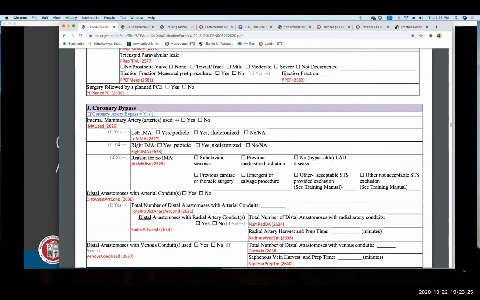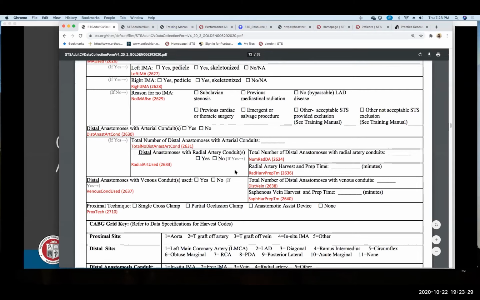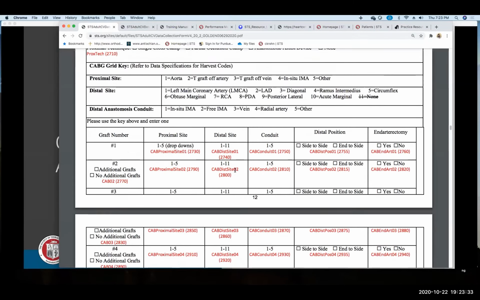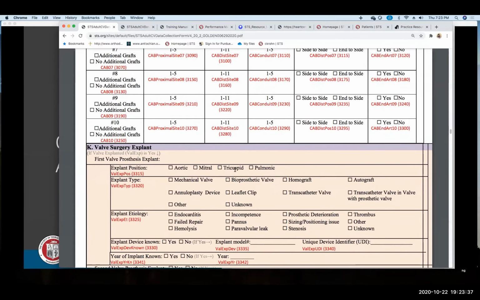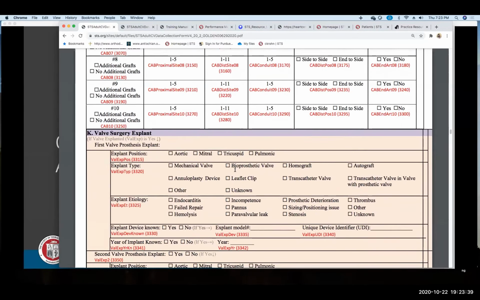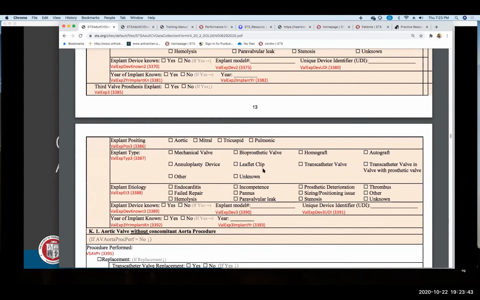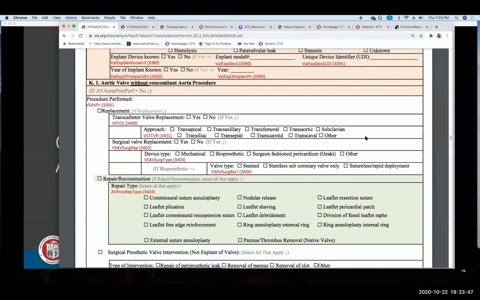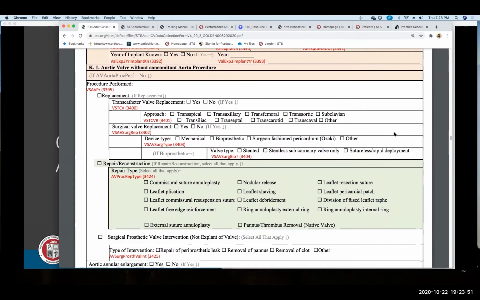We have a section on the coronary bypass, and it's just asking about your anastomoses, where those anastomoses went, what type of graft material was used. And then we get into the valve surgery section, which we first collect if a valve was explanted, and then we collect information on aorta, mitral, tricuspid, and pulmonic. Similar questions for each section.